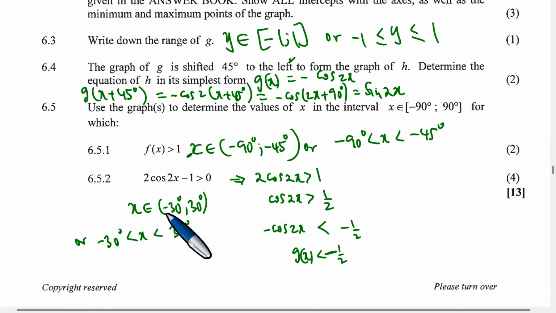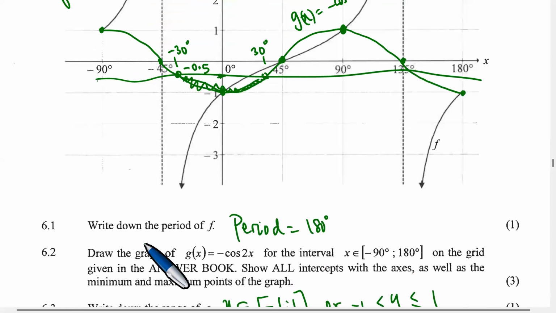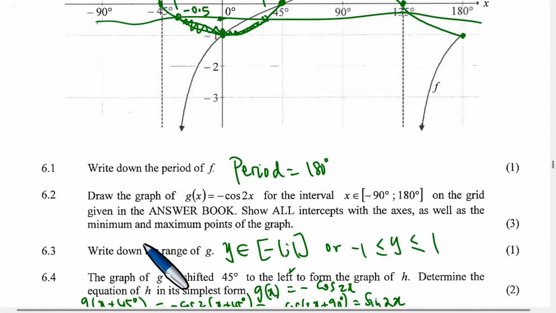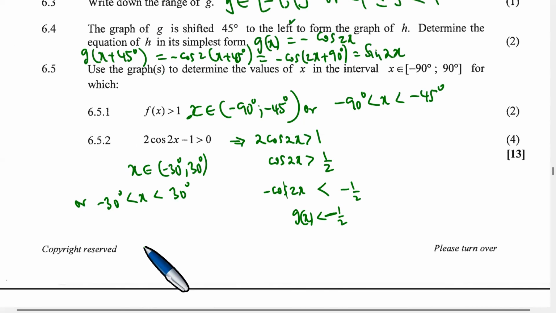Right, so when it's like this, you use the graph and you manipulate it like this, and you're able to see that when g is less than minus 1/2 is when x is between those. Okay, x is between those. It's when x is between those.